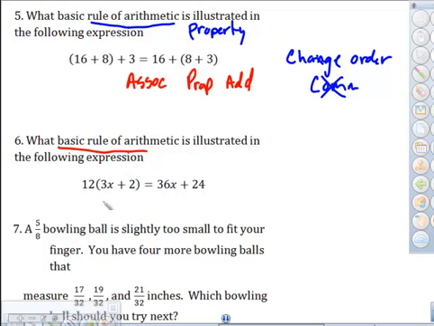All right, next it says a 5/8 bowling ball is slightly too small to fit your finger. So you have 4 more bowling balls, but they're in 32nds rather than 8ths. So all we're going to do is take this 5/8 and change it to have the same denominator as these ones. Now remember, I'm not changing the fraction in terms of its value. It's still going to be the same weight, but all I'm doing is changing the denominator so that I can see it in the same scope.